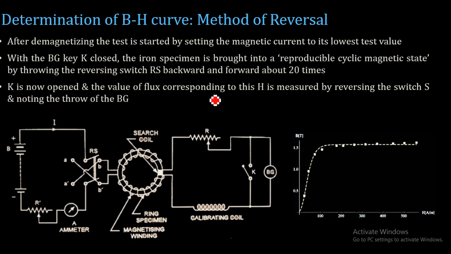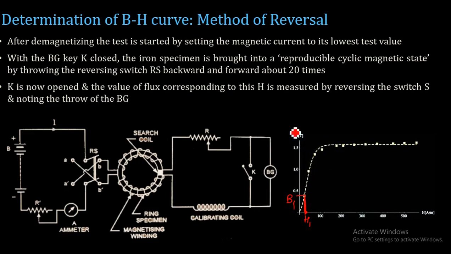So once you reach that, what happens? Your test is started by setting your magnetizing current to some particular value. So you set the magnetizing current here, and at this point H1, you need to get B1. Corresponding to H1, you need to get B1 in order to plot this particular curve.